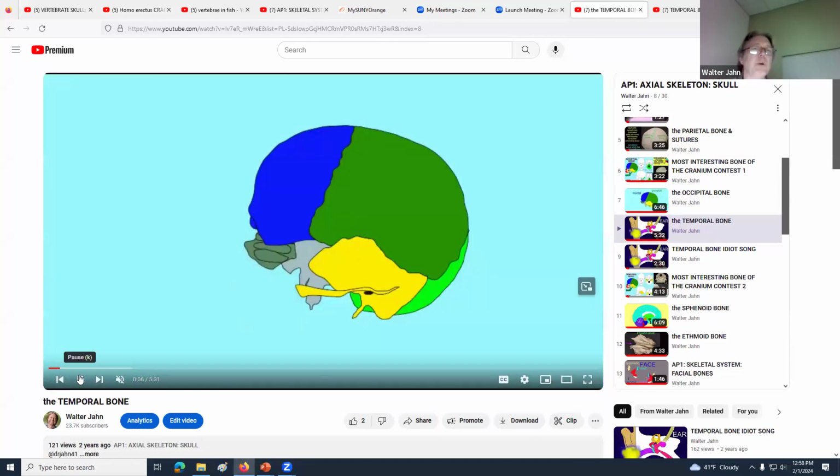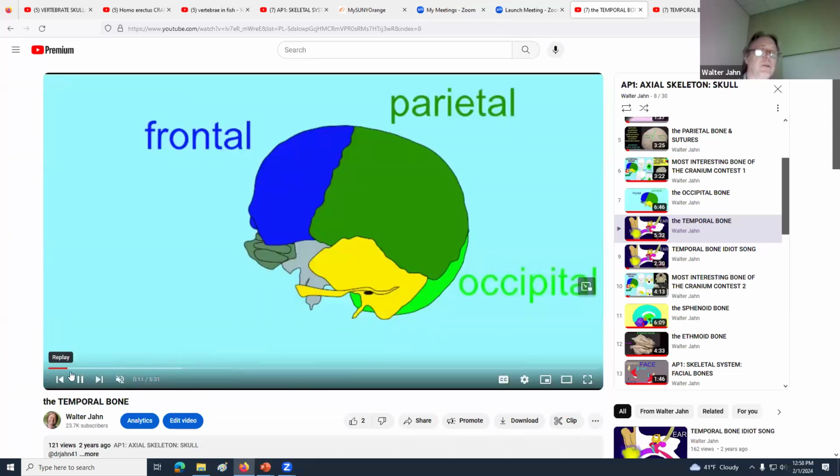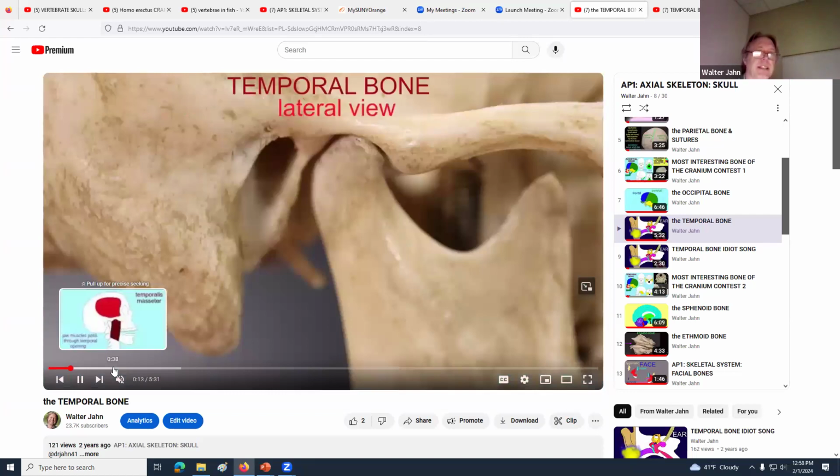But the temporal bone is the bone in yellow. Okay, so it's part of the cranium, helping to enclose the brain and protect it here. But there's so much more. All right. This is where the jaw joint is.